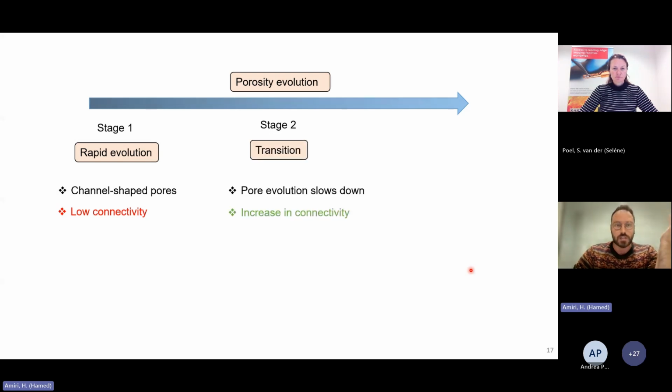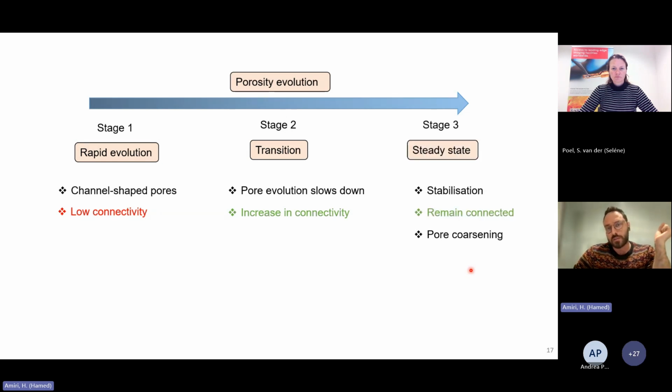In the second stage, which we call the transition stage, the pore evolution was slowing down, and we also saw an increase in the connectivity. And finally, in stage 3, the steady state, we had a stabilization in the microstructure. The pores remained connected, and we also saw some pore coarsening. So this is the information that you can get with these tools.